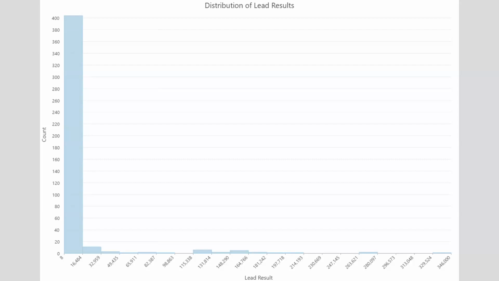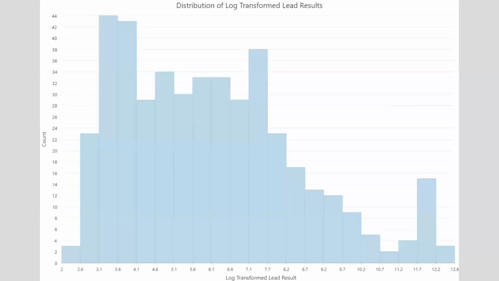Because of this, I log transformed the data to see if it would then follow a normal distribution. And this is the histogram of the lead data after it was log transformed. This graph shows that the data now follows a much more normal distribution. It is much less skewed and better approximates a normal curve.